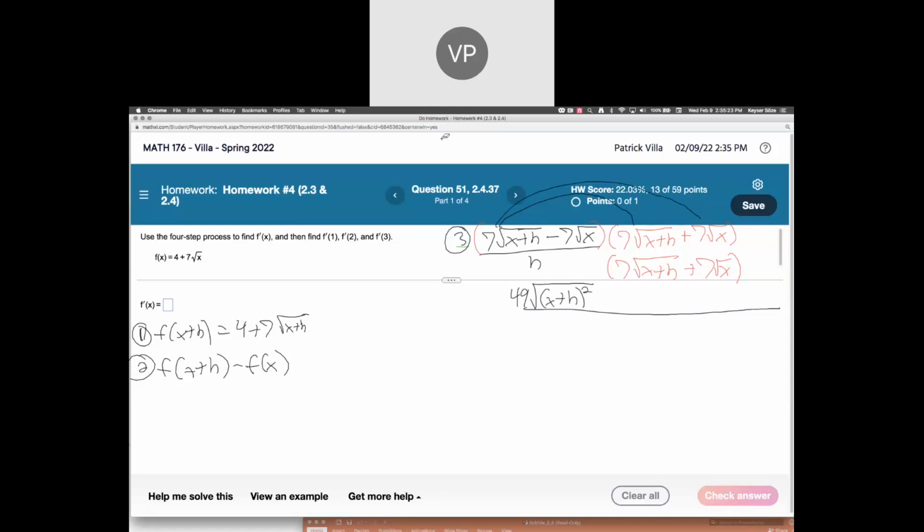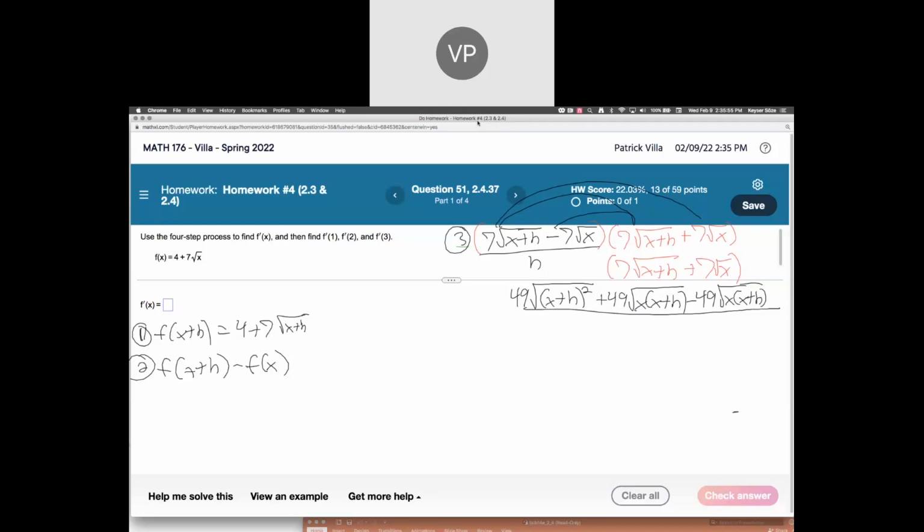Outer terms, we get a 7 times a 7, so that's a 49. And we have a root of these two things multiplied together. So if I multiply x plus h times x, I got this. Or I can multiply it out and get x squared plus xh. It doesn't matter. What matters is when we do the inner term, we have a 49 with the exact same thing. Remember, that's the point of the conjugate: you want the middle terms to cancel off.